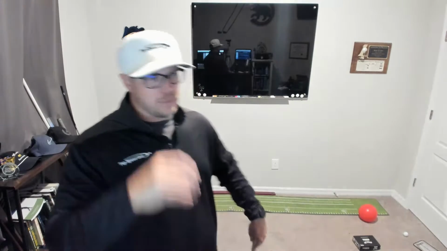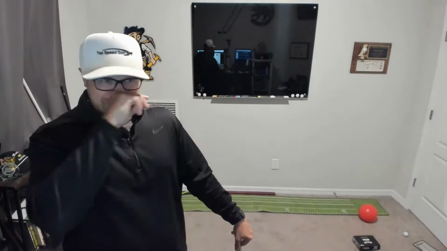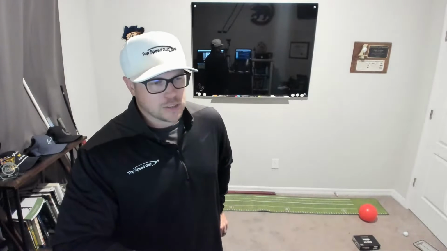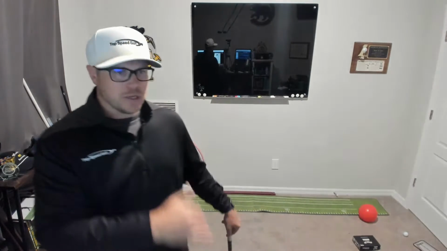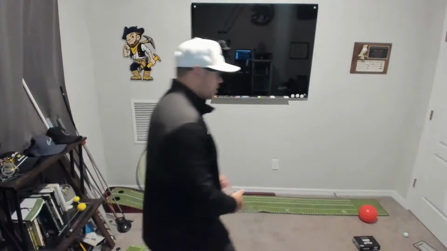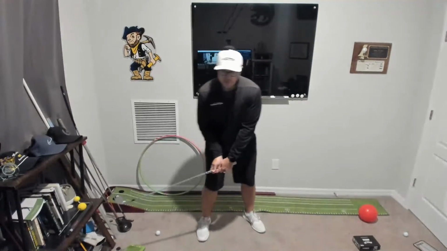Just to tell you a little bit of a story, Tommy Fleetwood, when he was younger, he struggled to get the ball low, to really compress it and get shaft lean. So his instructor had him work on hitting all these punch shots. And he got so good at it that he just made that a part of his swing.